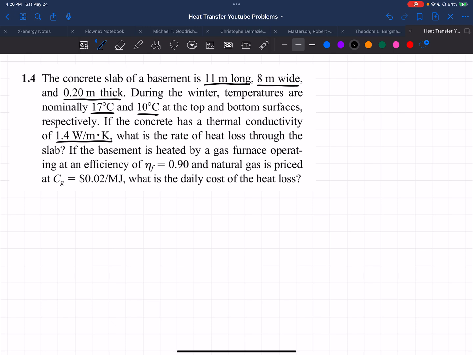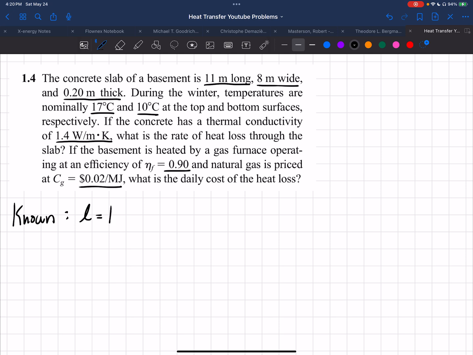If the basement is heated by a gas furnace operating at an efficiency of 0.9 or 90%, and natural gas is priced at 2 cents per megajoule, what is the daily cost of the heat loss? And I have underlined the things that we know as we read the problem. So let's start with our knowns.